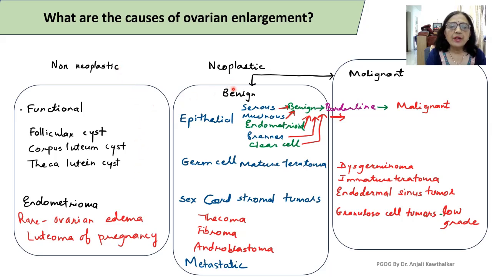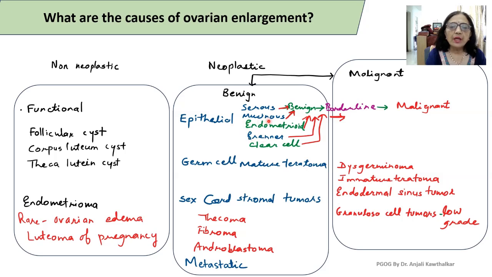In neoplastic, we can divide it into benign and malignant. Now for these two, there are 4 main groups we remember: epithelial ovarian tumors, germ cell tumors, sex cord stromal tumors, and metastatic. In epithelial, most common is serous, followed by all these others such as endometrioid, clear cell, mucinous, and Brenner tumors.